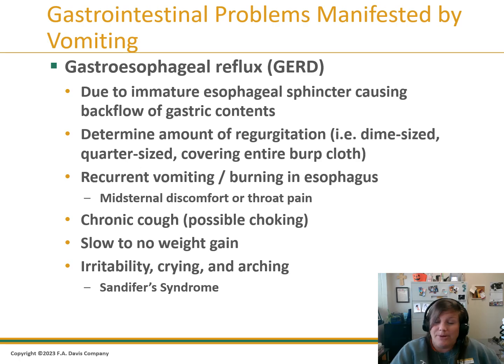They can develop a cough, and it could be associated with them actually choking on some of that reflux contents. They can have slow to no weight gain, because if you think about it, if everything they're eating is then coming back up, then it's obviously not making it to the portion of the digestive tract that actually allows the nutrients to be absorbed. So we would expect there to be a lack of weight gain or very slow weight gain, and the child will be uncomfortable. So they'll be irritable, they'll be crying, and they may even be arching their body, and that's their way of trying to get some relief.